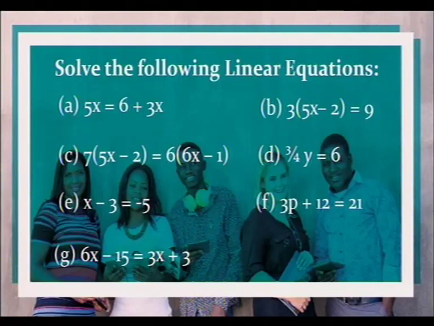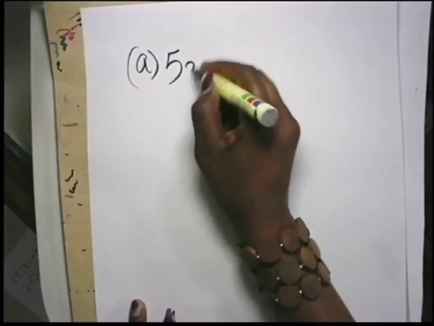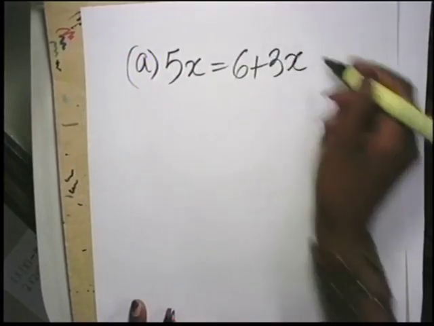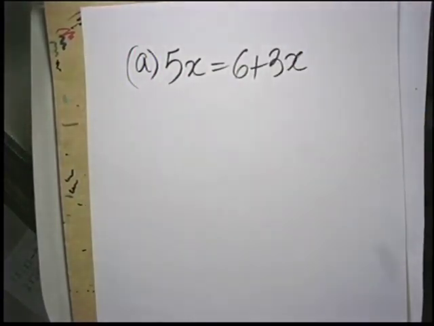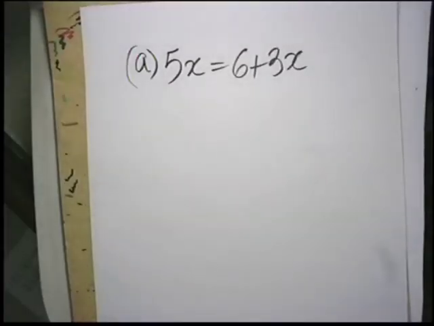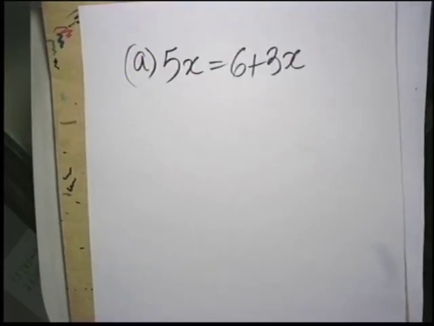A, linear equations. 5x is equals to 6 plus 3x. What is a linear equation? A linear equation is whereby you are given a line of numbers and then an equals to sign in the middle. As you can see, there is an equals to sign in the middle. And when we do our calculations, the equals to sign should remain in the middle. Don't change it and take it somewhere.